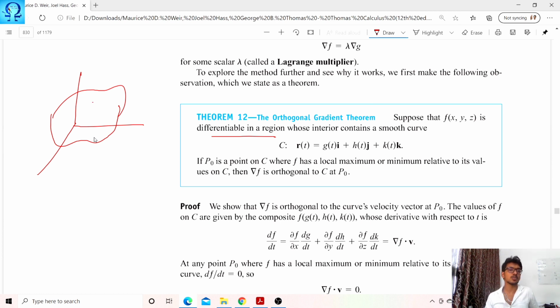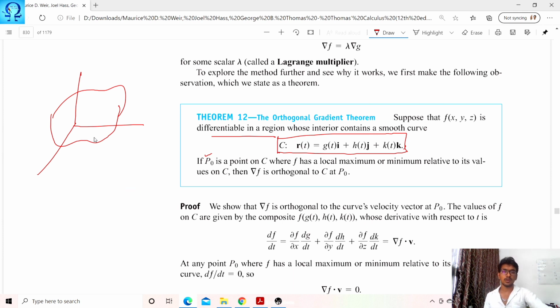This contains some smooth curve. Smooth curve means everywhere differentiable. If you contain some smooth curve that is given in a parametric form, and if p naught is some point on this curve where your function has a local maximum or a local minimum, then your del f is orthogonal to this curve at that point.